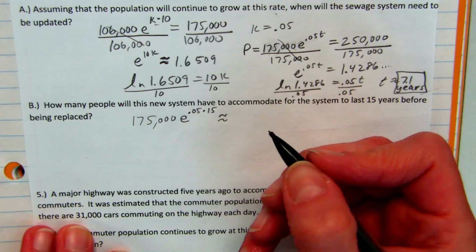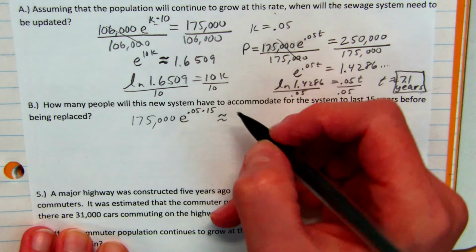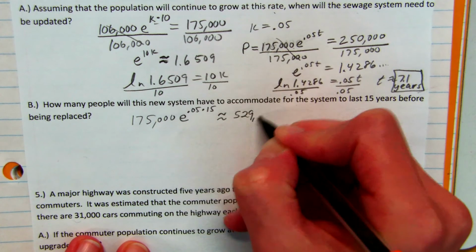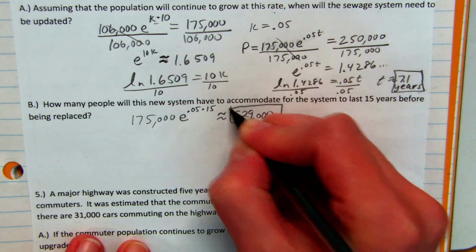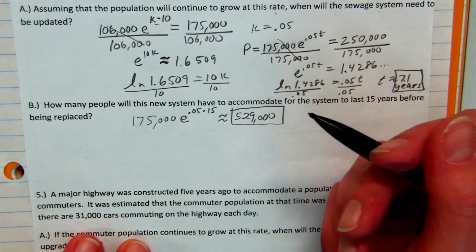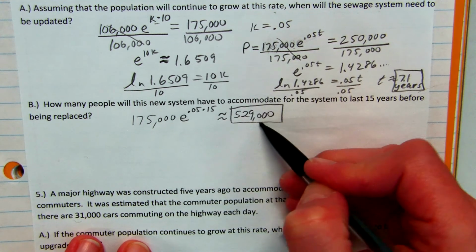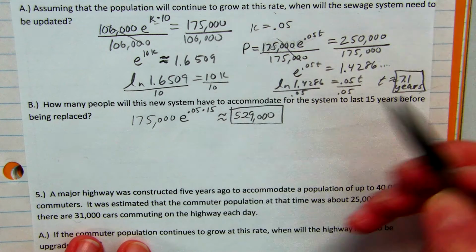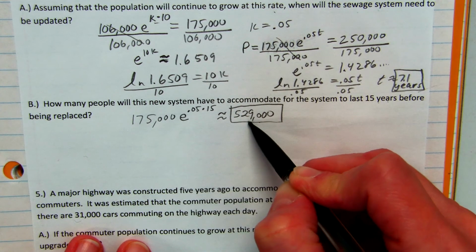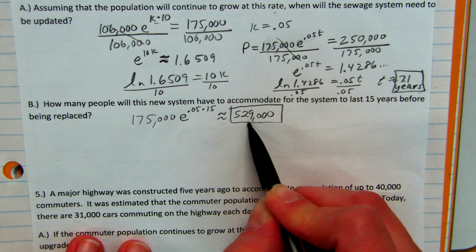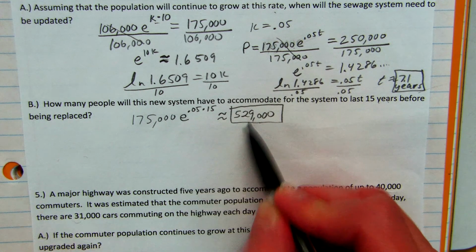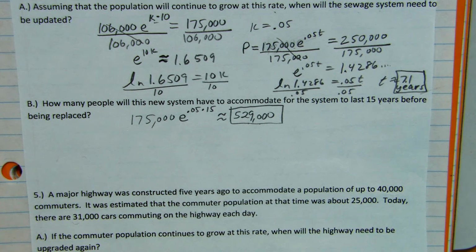I rounded this off to the nearest 1,000 people because this is an estimate. So I put 529,000. Honestly, if you were doing this, they'd probably say 530,000 and round it off even more. Not very many significant digits. So it's a lot of people. If they want the new system to last 15 years, it's got to be able to handle this many people. And if they say, we don't want to replace this for 50 years, they have to really get busy and figure out what they have to do with that system.